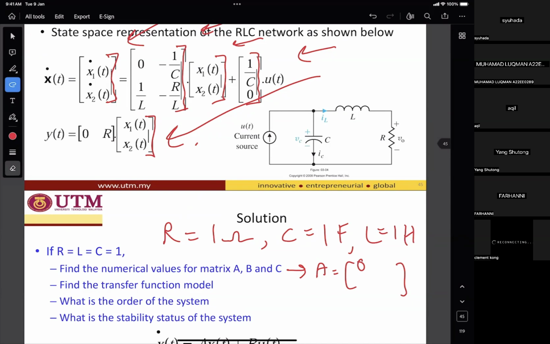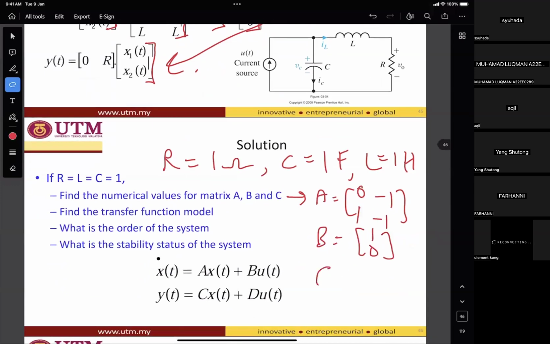What is the value of matrix A? Minus 1, 1, minus 1. B is 1, 0. Matrix C is 0, 1. Okay, when we substitute R, C, and L equal to 1.